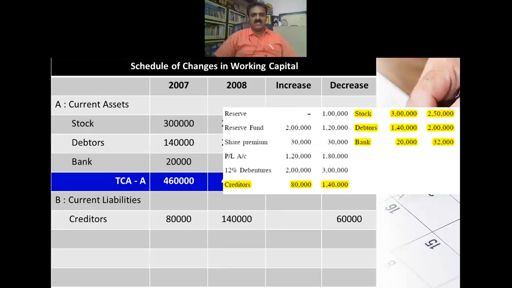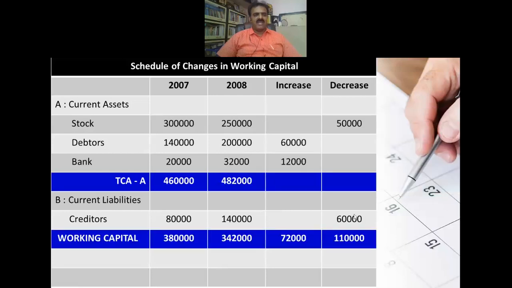Creditors value was 80,000 and 1 lakh 40,000. So actually there is an increase in current liability to the tune of 60,000, but you need to take it under the decrease column, because an increase in current liability decreases working capital. So that's the only one current liability.